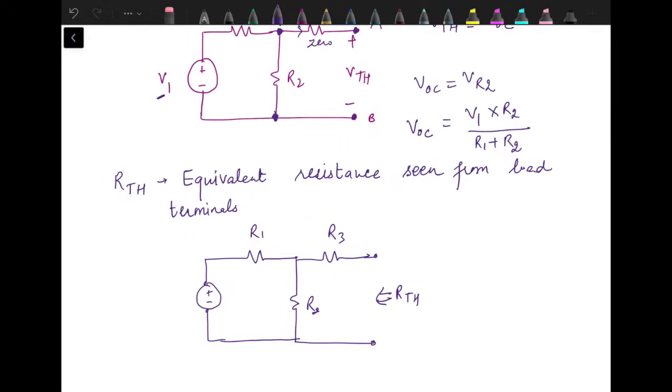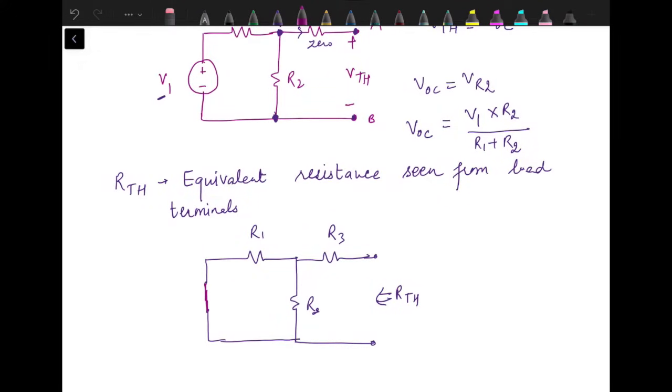Now if we have an independent voltage source, then that voltage source has to be replaced by a short circuit, and if we have any independent current source, that will be replaced by an open circuit. And if we have a dependent source present in the circuit, then we can't replace it by an open circuit or short circuit. Therefore, the method for finding RTH is different when we have dependent sources present in the circuit, that I will discuss in the coming videos.